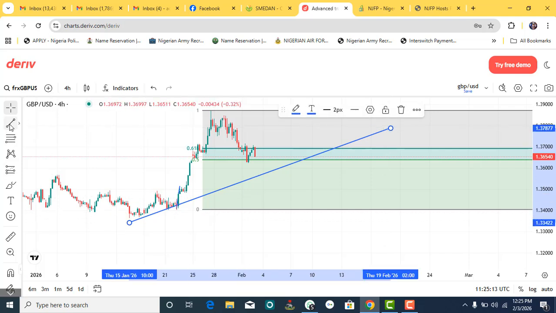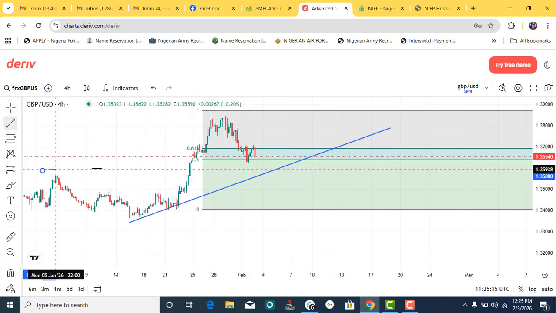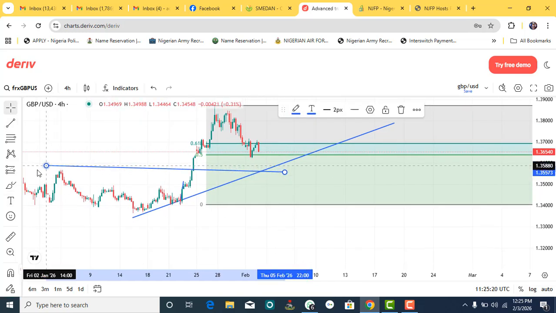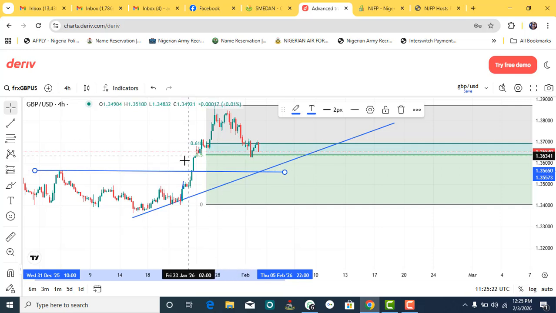Remember, there is a break of structure around here, and if you know, I trade only market structure. So there is a break of structure around here, and the market never came into this level. But from here, we're looking at the market coming to take out this liquidity around this level, and it has already come in and now is about to go up.